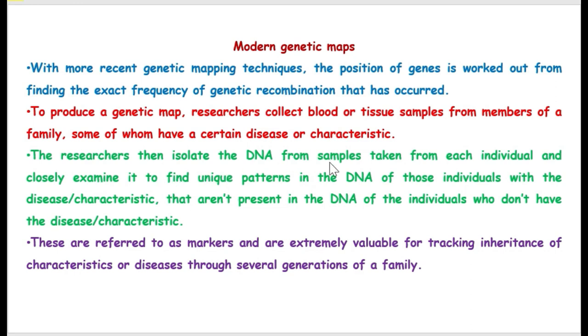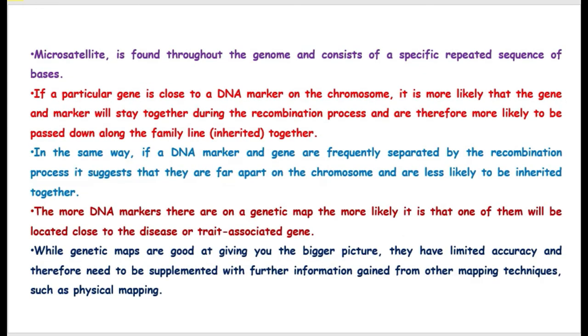Then the DNA is isolated from each individual, and it is closely examined to find unique patterns in the DNA of those individuals with the disease characteristics that aren't present in the DNA of the individuals who don't have the disease characteristics. These are referred to as markers, and they are extremely valuable for tracking inheritance of characteristics or diseases through several generations of a family. So microsatellites are found throughout the genome and consist of specific repeat sequences.